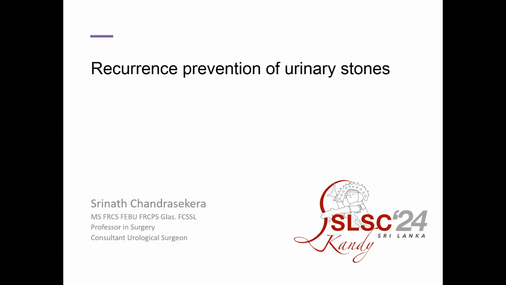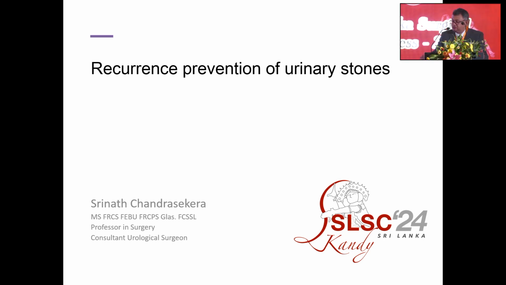I'm going to very briefly talk about prevention of stones. Well, this is pretty much a medical topic, but I believe that many of us are called upon to manage patients with stones, and that is not restricted to just urologists in this country. Stone disease is so rampant, as Manjula said and Thaha said, that we are all involved in managing these patients.